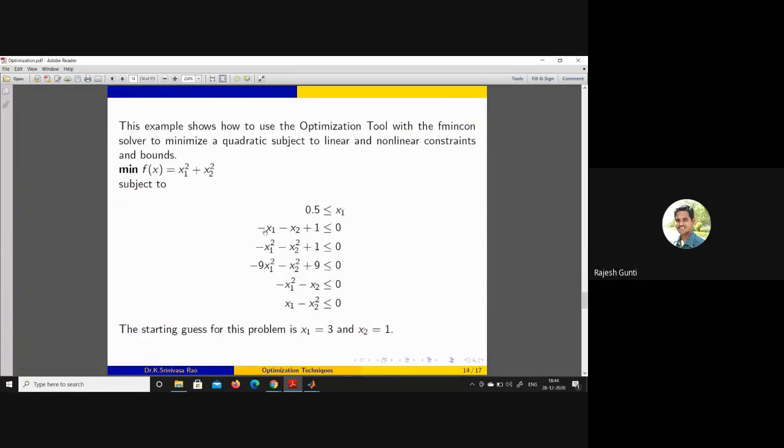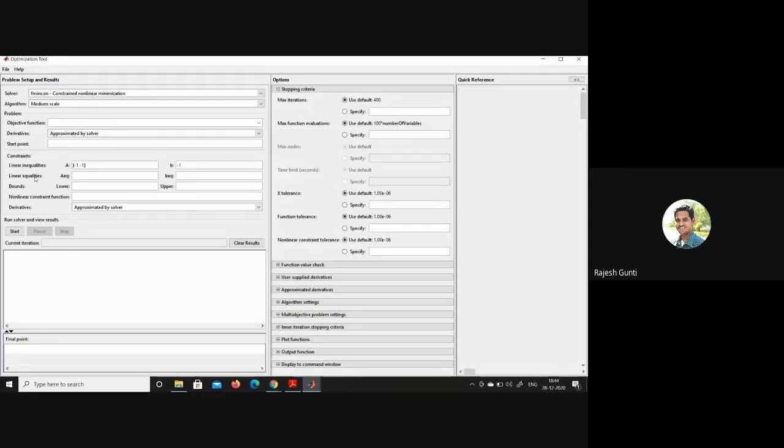Here only linear inequality is there. That I entered here. Linear equalities are not there, so we leave empty places. Lower bound 0.5. Upper bound: there is no upper bound. Yesterday also we left it empty. We can give infinite.